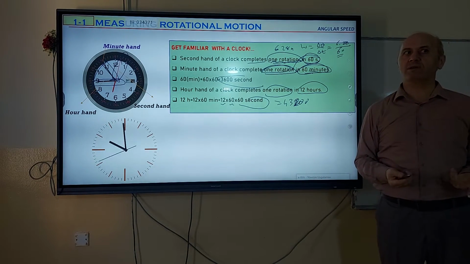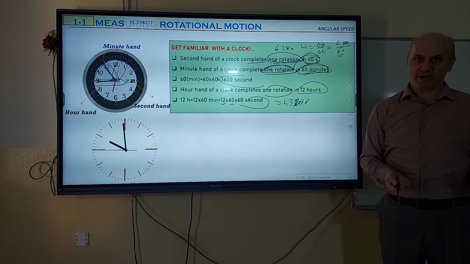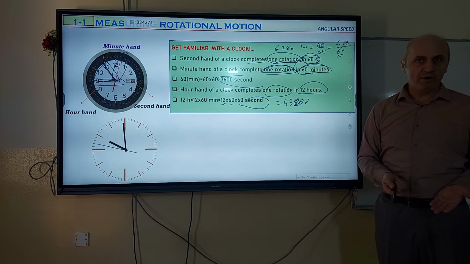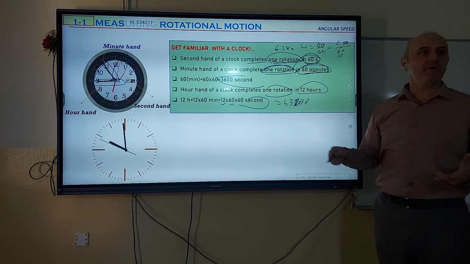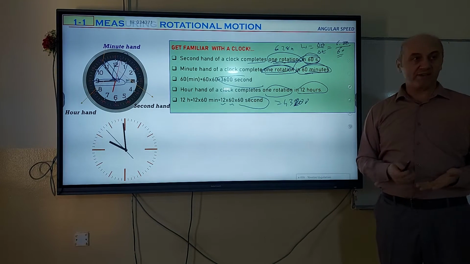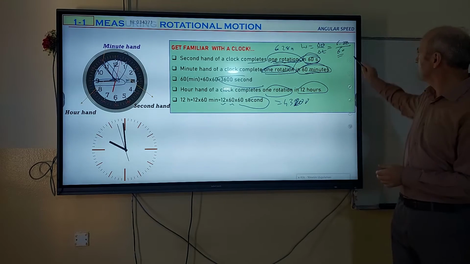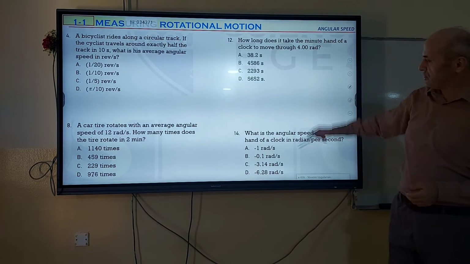Can they give the unit radian per minute? Why not? They can give choices as radian per minute. In this case, you should use time interval as minute, not second. That's why I said them first. Check the choices first. These are the questions about them.